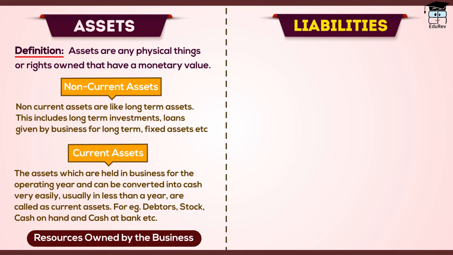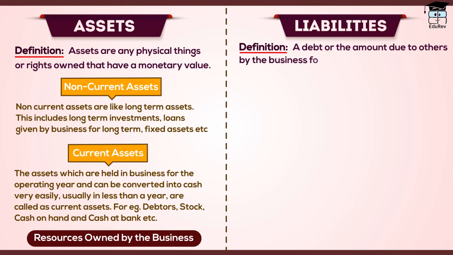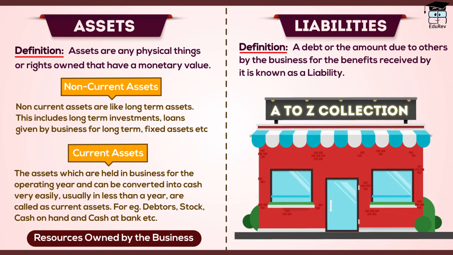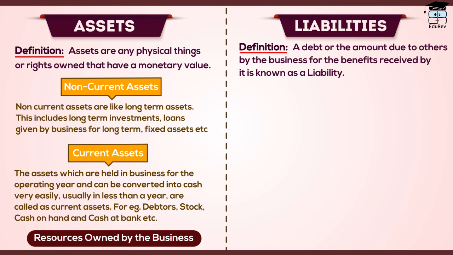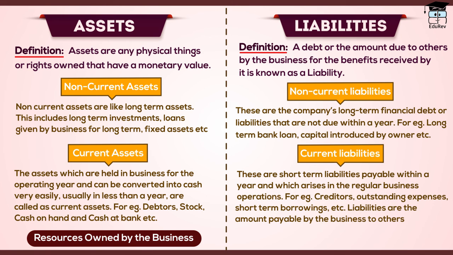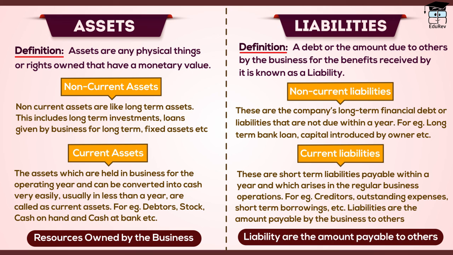Now what are liabilities? A debt or the amount due to others by the business for the benefits received is known as a liability. So say the shop rent for 2 months is not paid by Mr. Raj, then this amount will be a liability for his business. Now the liabilities are also classified into two categories, non-current liabilities and current liabilities. In simple words, liabilities are the amount payable by the business to others.